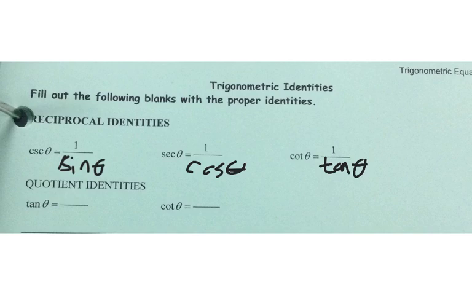Okay, next we have quotient identities. So if I ask you about tangent, what do you know about tangent so far? Tangent of theta is the opposite over adjacent. What else do you know about tangent of theta? You're not wrong. Get back more on the unit circle. It's y over x. Tangent is y over x, right?